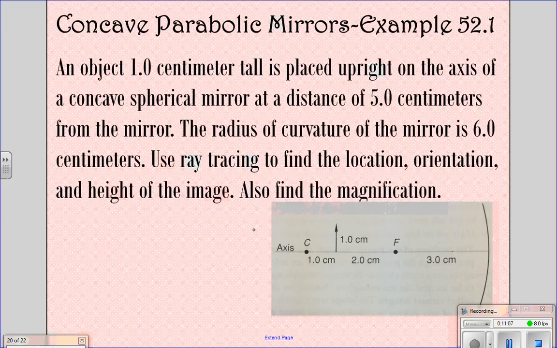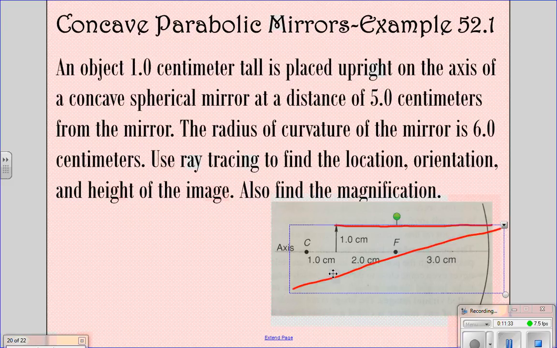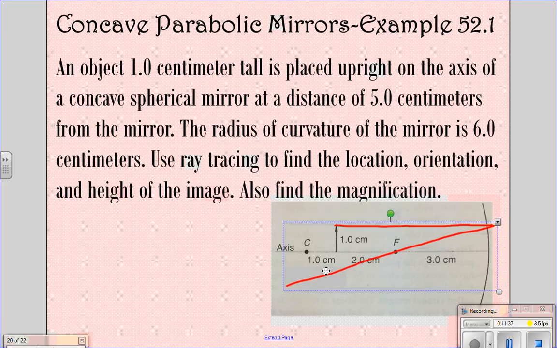So the first thing that you do is to draw 2 rays from the top of the object. So the first one we're going to do parallel to the axis. And so you keep going until it hits the mirror. And then it reflects down through the focus in this direction. Well, it should go through the focus. It should go about like that. Okay, so that's the first one. It goes from the top to the mirror and down through the focus.